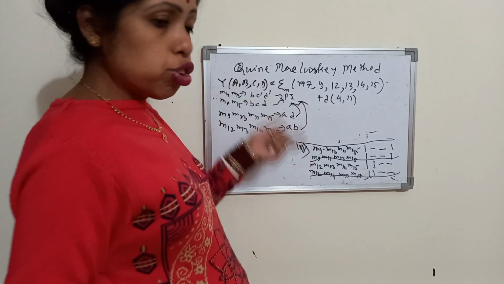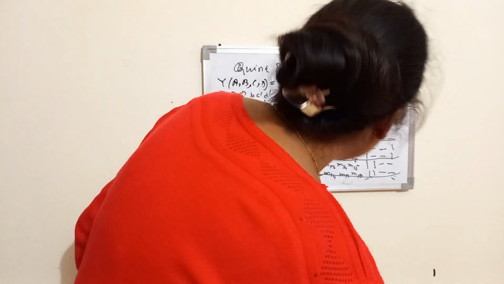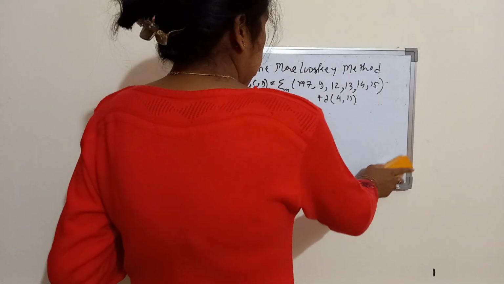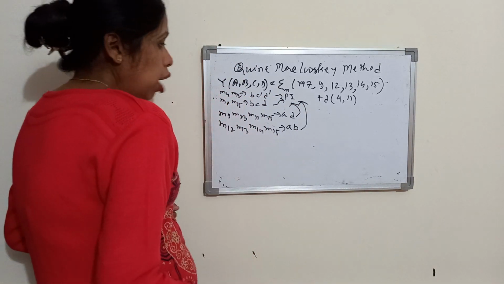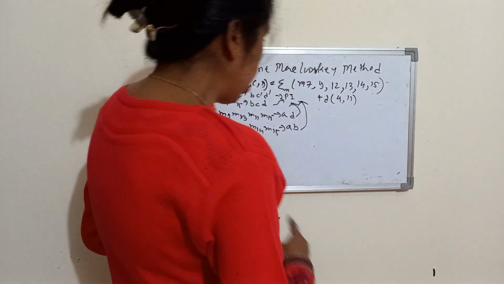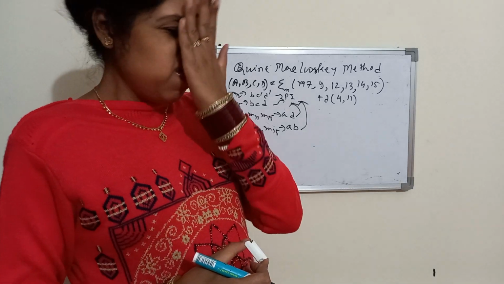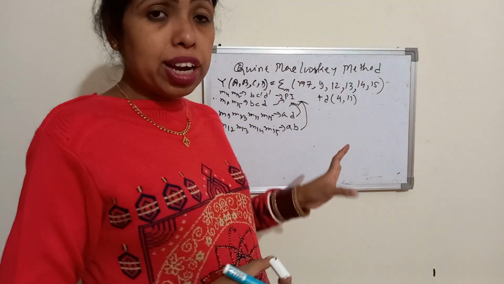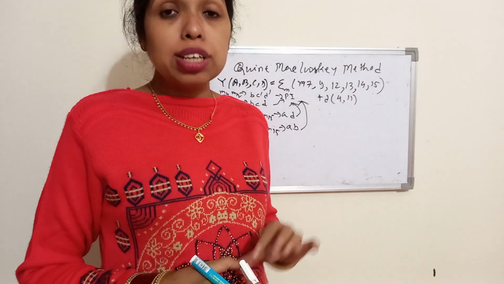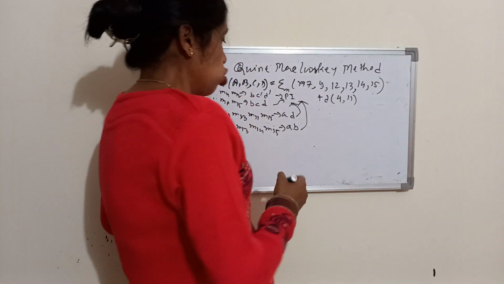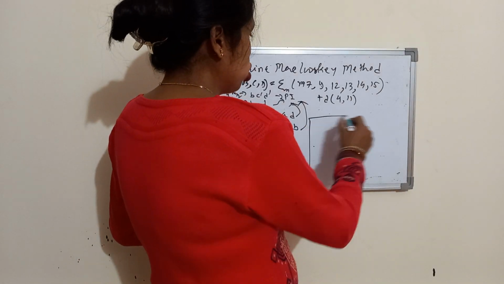If you know how to compare, how to do the tabular method, it is very easy to calculate how many prime implicants are there. Now we have to calculate from the prime implicants how many essential prime implicants are there. We have the four prime implicants. From the four prime implicants, how many essential prime implicants are there? You have to consider. For that you have to draw one more table.